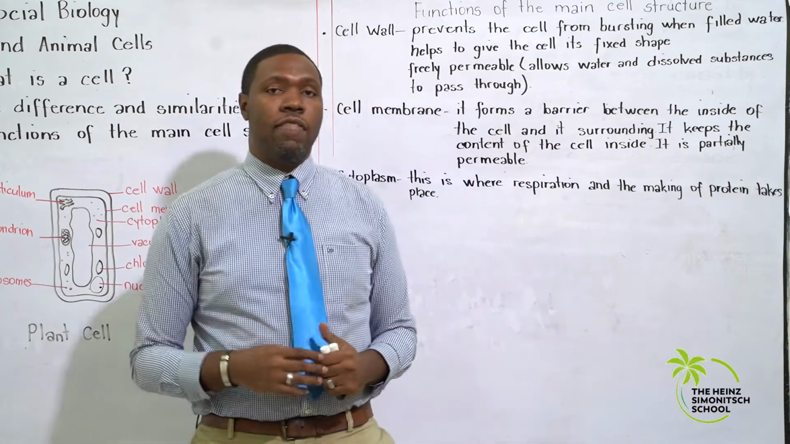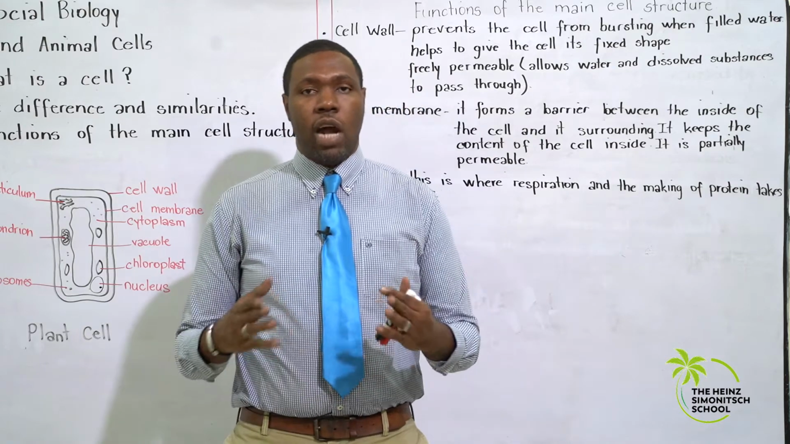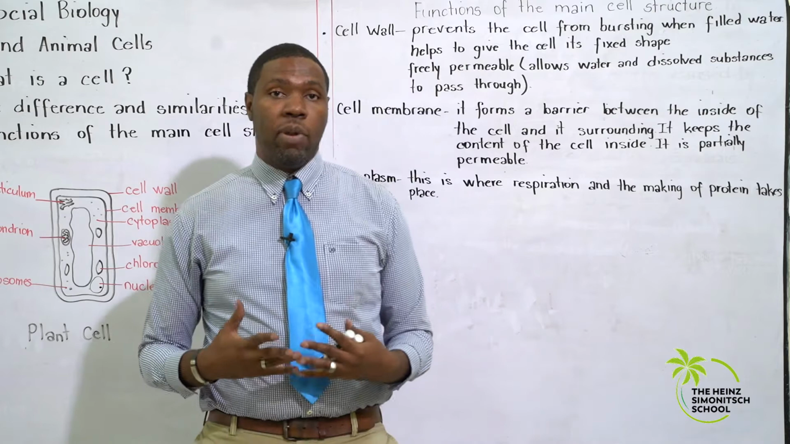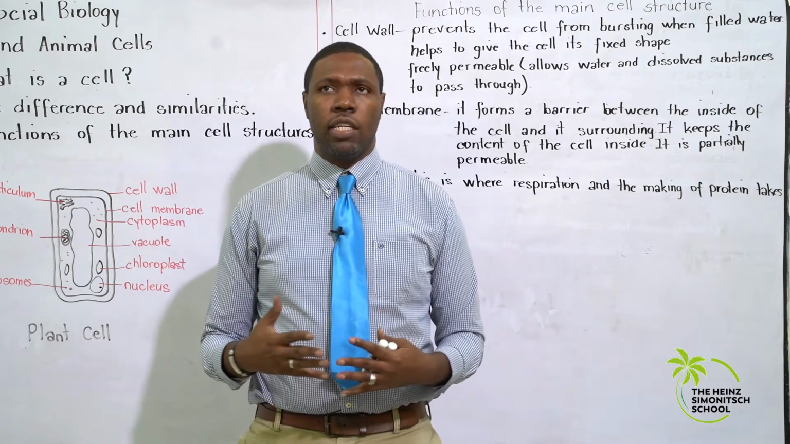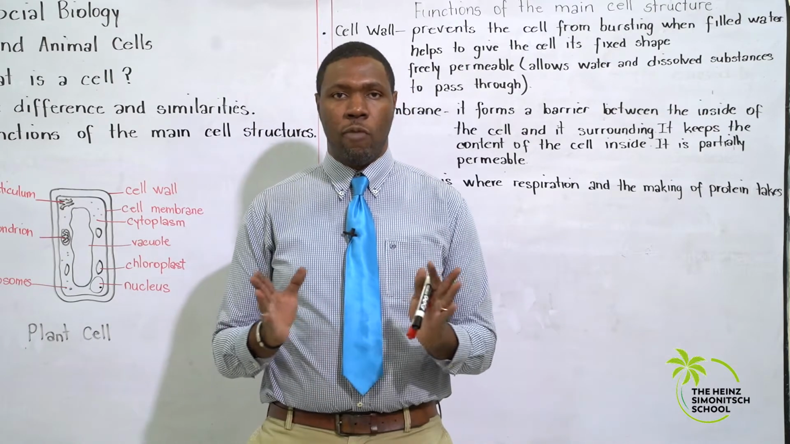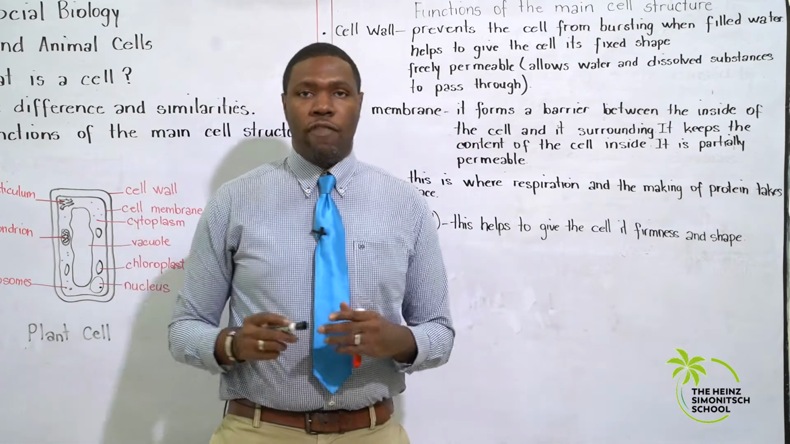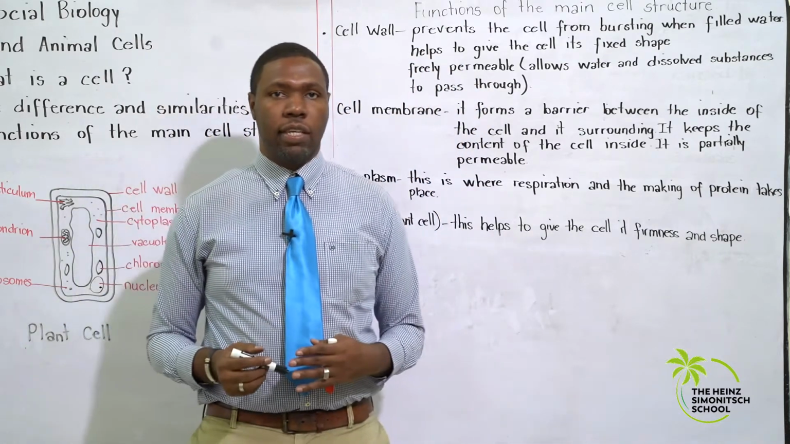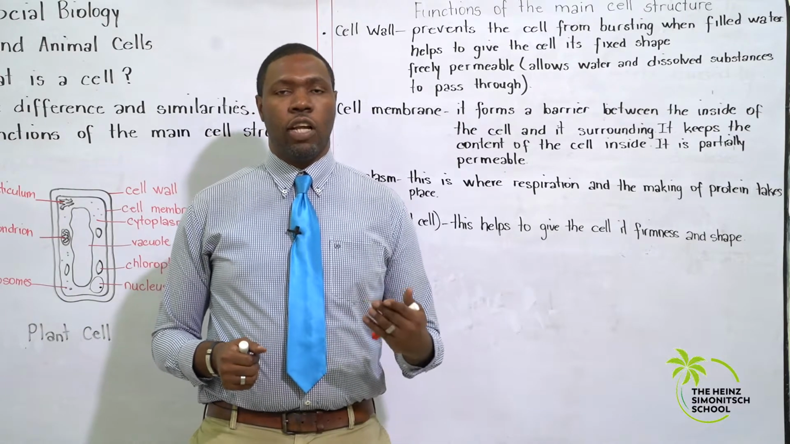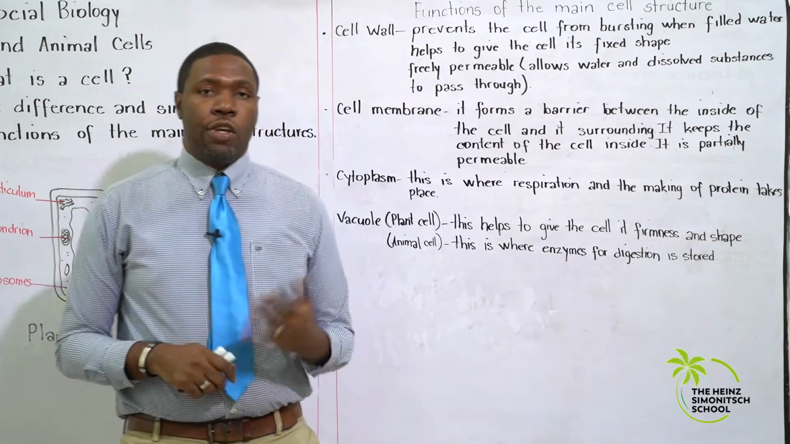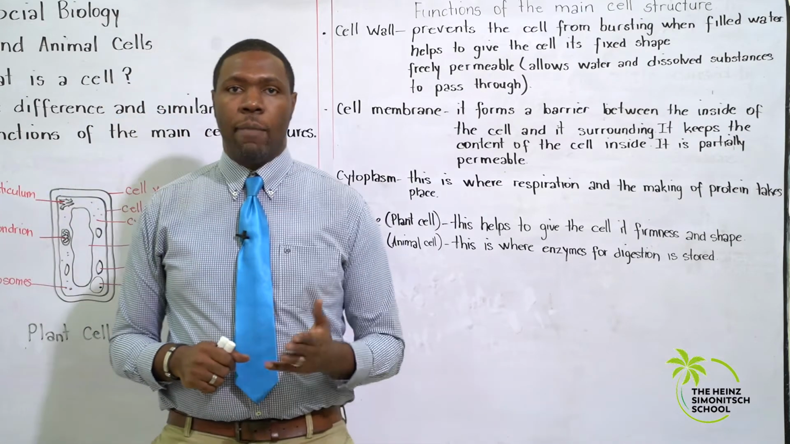All right, next we have the vacuole. And let's start with the vacuole found in the plant cell. Now, the vacuole found in the plant cell is what helps to give the plant cell its firmness and its shape. All right? Now, the small vacuole found in the animal cell is where the cell stores enzymes for digestion. All right? Next, we're going to look at the ribosomes.